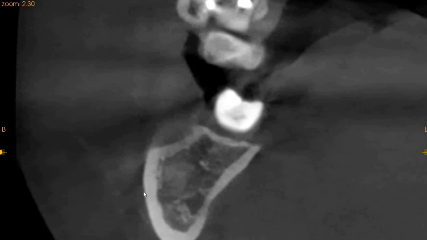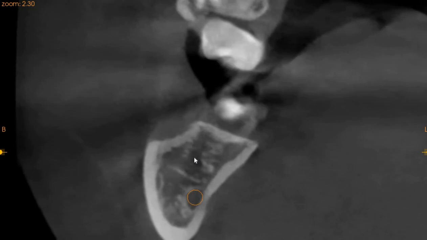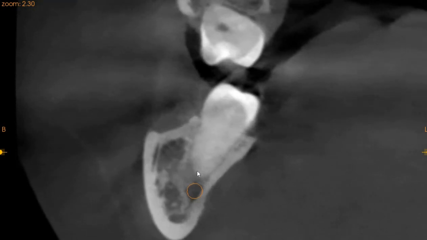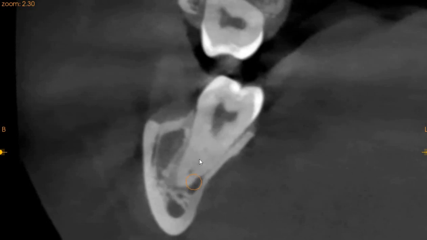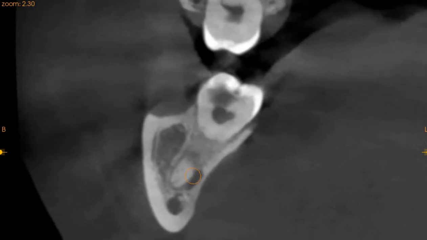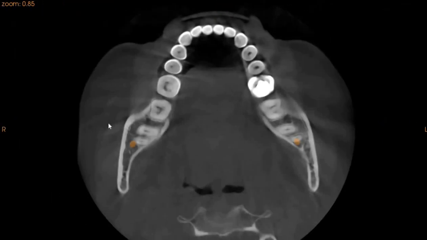So this is a very significant finding in this CBCT, because at the time of extraction there is a significant risk for damage to the inferior alveolar canal. We can show you from an axial point of view. So this is the right hand side, this is the left hand side where my mouse is.